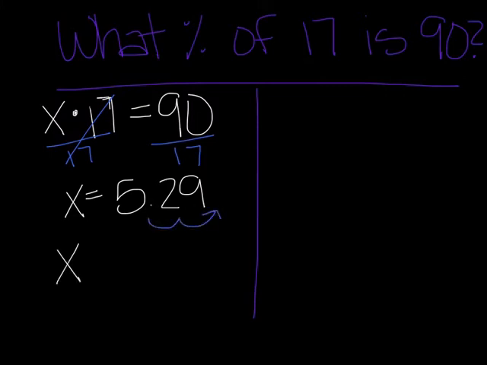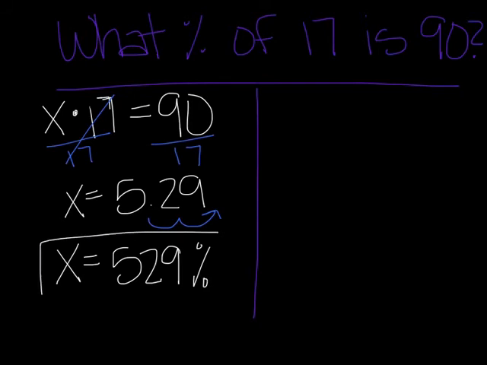So we actually have x is 529%. So let's just go back and double check and see if that's reasonable. It's asking what percent of 17 is 90. So 17 is the whole amount, right? So it makes sense that 90 is more than 100% of 17.